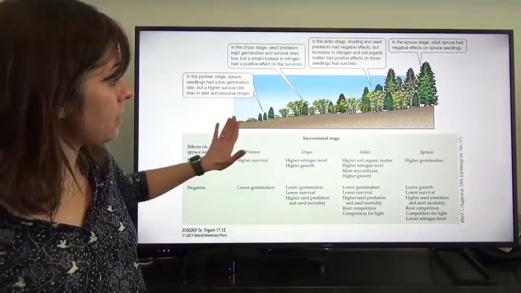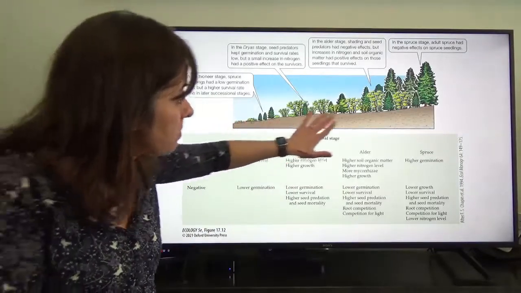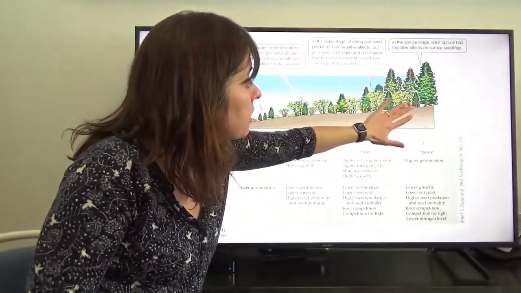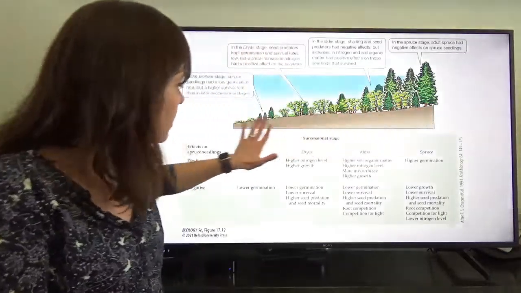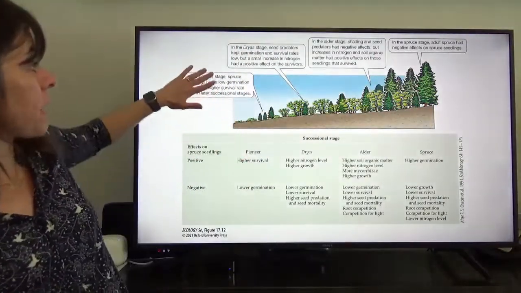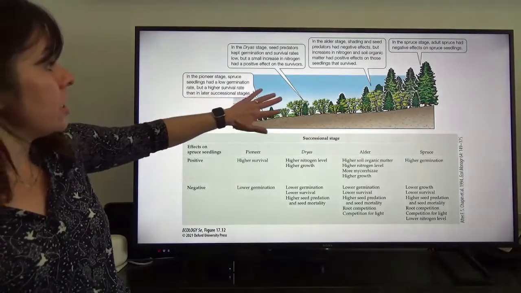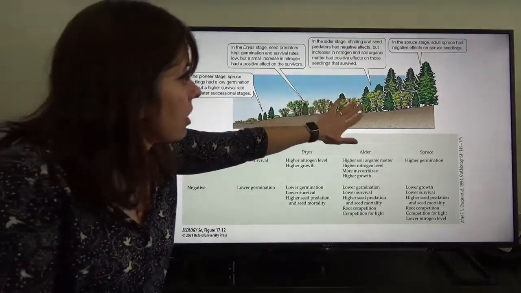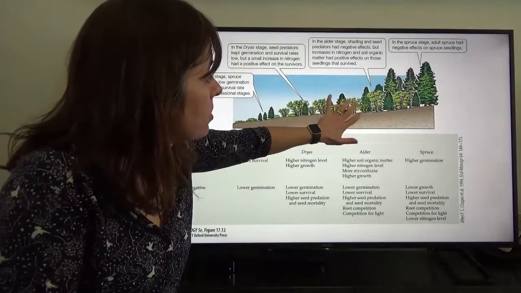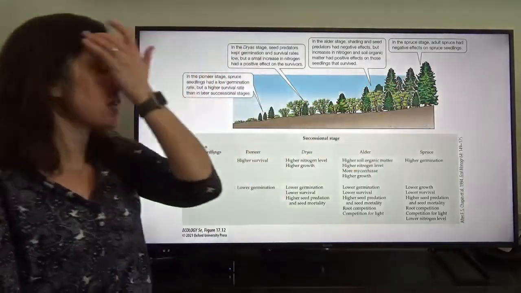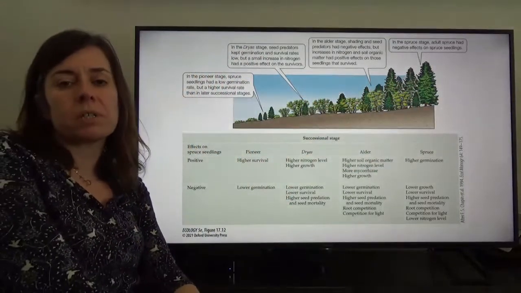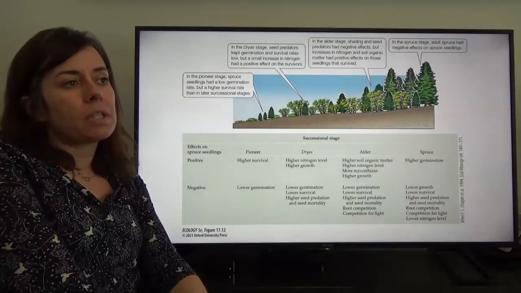All right, so this is kind of what this looks like. If you imagine this being the oldest part, away from the retreating glacier, and this being the youngest part. So we have the pioneer stage, the Dryas stage, the alder stage, so these tall green shrubs are alder, and then the spruce stage.